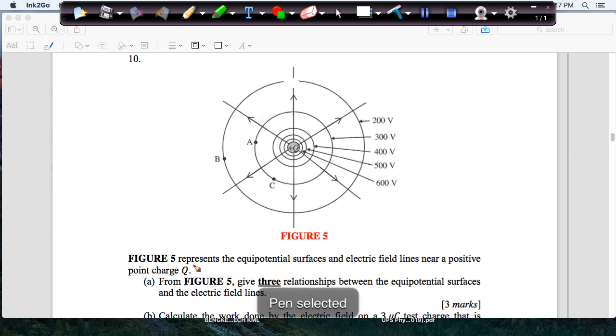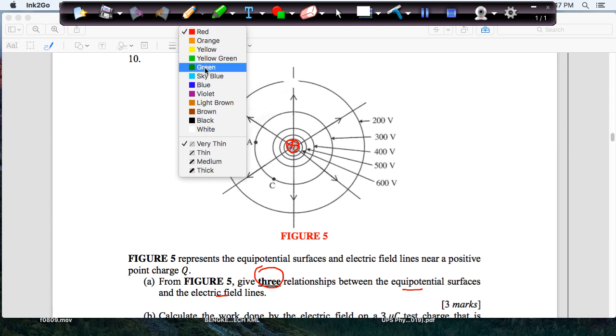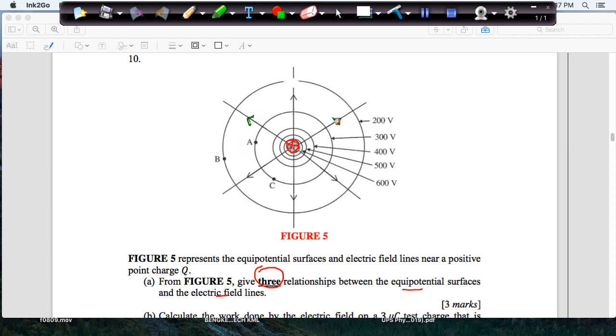Question 10, figure 5 represents an equipotential surface and electric field E near a positive charge Q. So this is a positive charge Q at the center. Part A: from the figure, give the three relations between equipotential surface and electric field. Looking at figure 5, this is a positive charge, meaning the positive charge produces an electric field directed outward from the center.